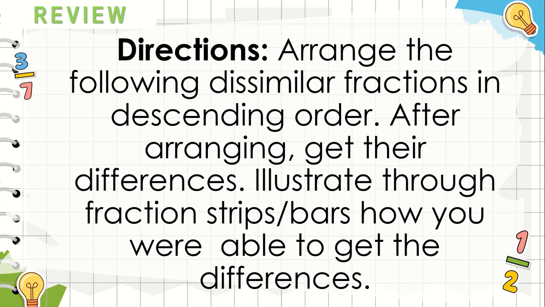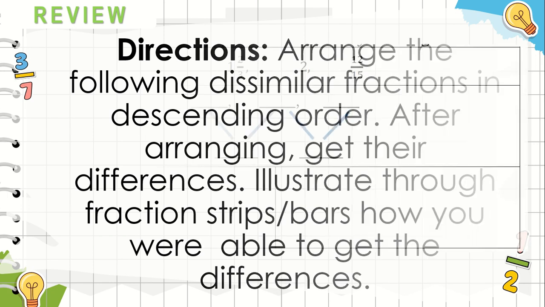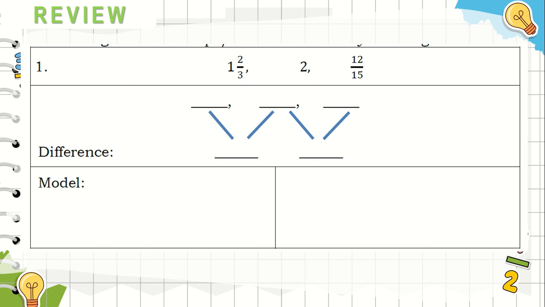Arrange the following dissimilar fractions in descending order. After arranging, get their differences. Illustrate through fraction strips or bars how you were able to get the differences. Here are the fractions to be arranged. Find the difference and illustrate the model.